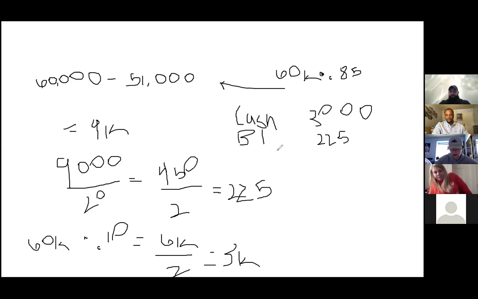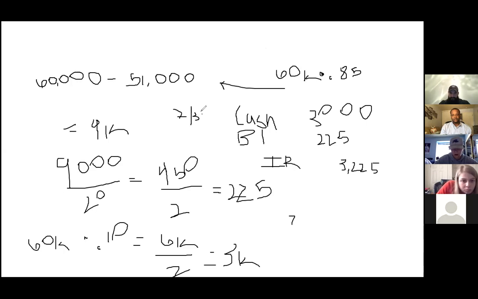So all of this would be your interest revenue. So you do IR, you debit that for $3,225. So that's 3,225. And that would be your journal entry for 7.